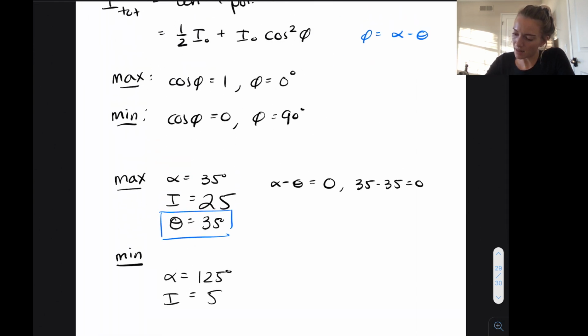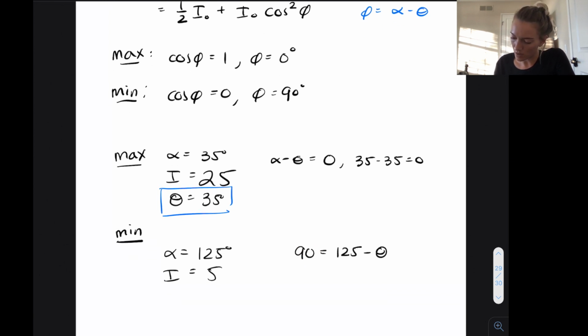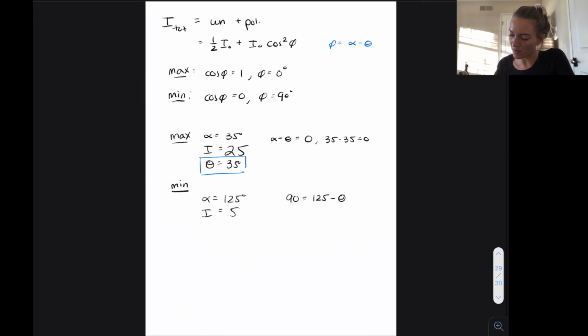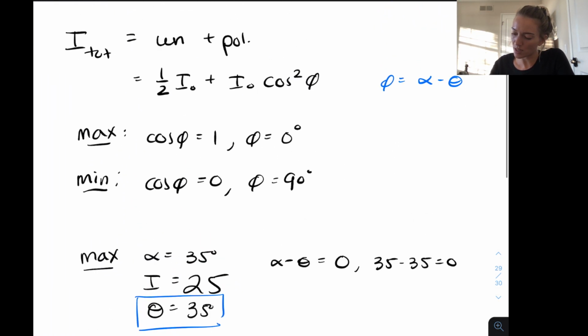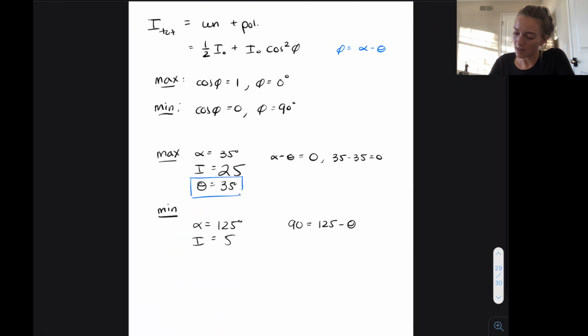And we said that at a minimum, phi is 90. So we have 90 is equal to alpha, which was 125, minus theta. So again, here we see that theta being 35 will give us the correct answer. So at alpha is 125, if we subtract theta is 35, which we just found here, we do in fact get 90, which would give us a minimum of the intensity. So theta makes sense as 35 there. And now we can use these to find the intensity.